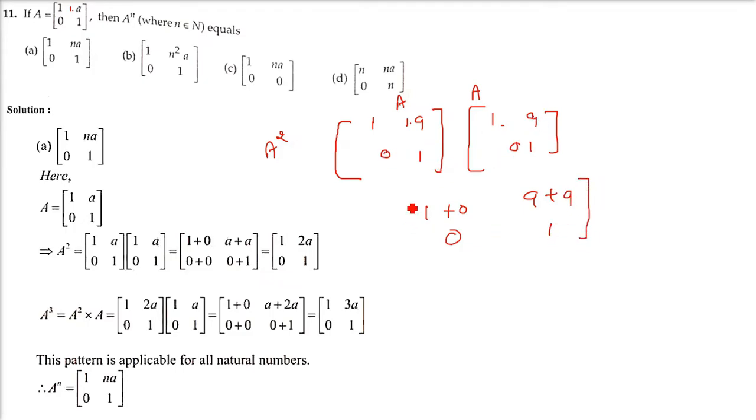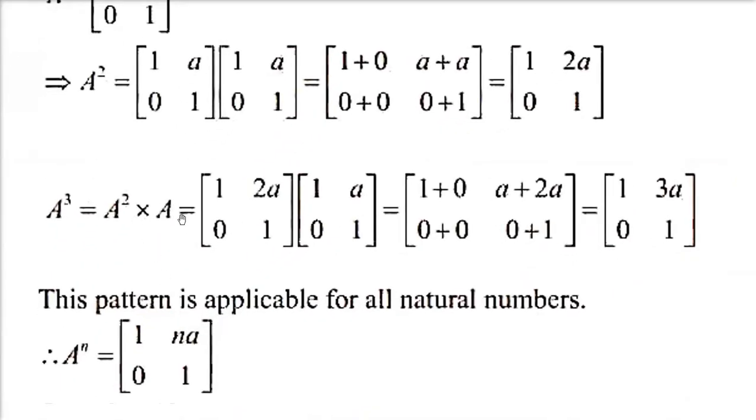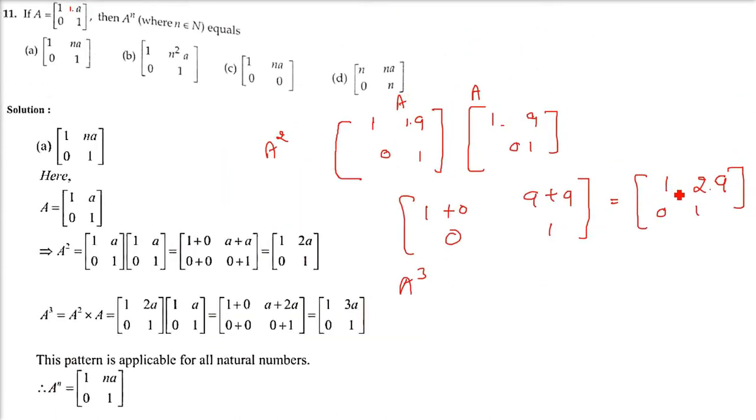So what do you get? See, this is 1, 2a, twice of a. So initially I told you that this is a, now it is 2a. So if you do A cube, this will come as 3a. You do A to the 4, it will come 4a. So this pattern is when you take A raised n, as I said, A cube, 3a, A to the 4, 4a. So whenever you do A raised n, it will be [[1, na], [0, 1]]. This is your answer A.